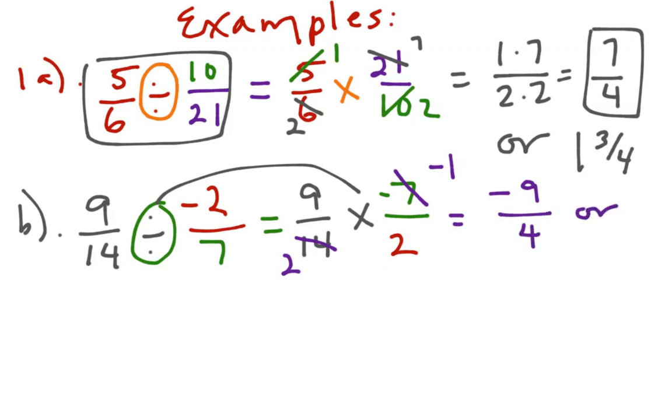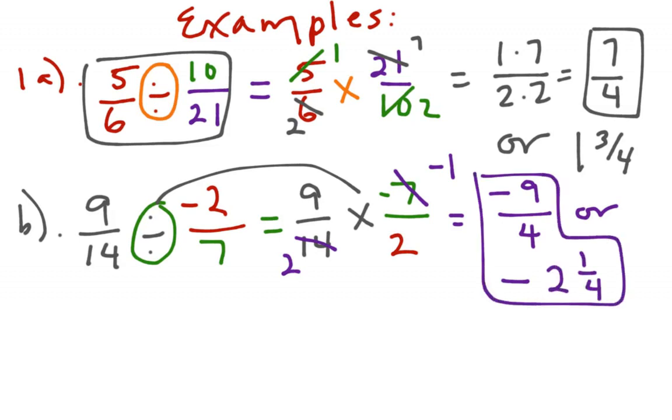And then I, again, can write that as a mixed number, which is -2 and 1/4. Either answer is fine. And again, I got a bigger number than either one of my fractions, so that's reasonable.